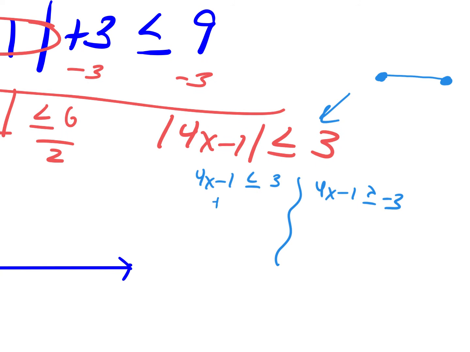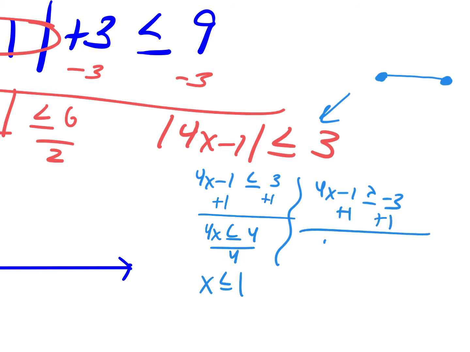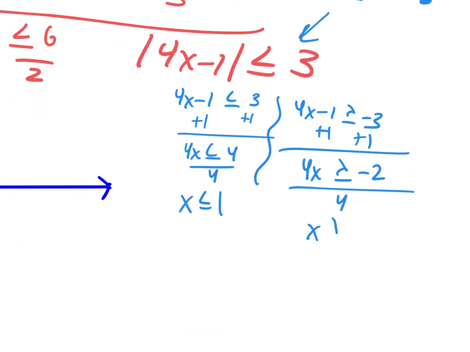So I'm going to add 1. 4x is less than or equal to 4. Divide by 4. I get x is less than or equal to 1, right? And then over here, I'm going to add 1. I get 4x is greater than or equal to negative 2. Divide by 4. Am I dividing or multiplying by a negative number? No. Just because my answer is going to be negative, that doesn't matter. But I'm not dividing or multiplying by a negative number, so I get negative 1/2.